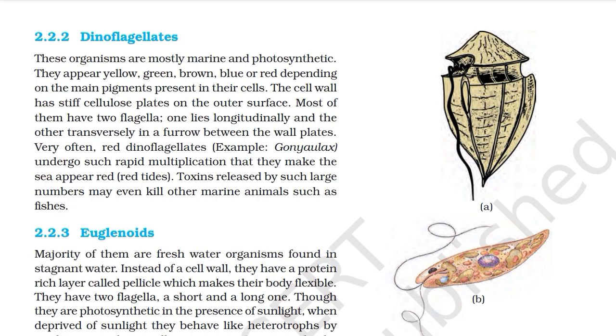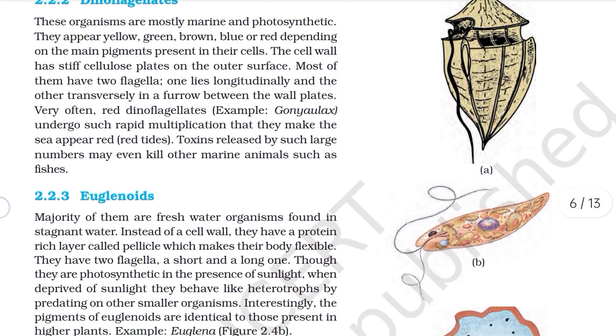Dinoflagellates. These organisms are mostly marine and photosynthetic. They appear yellow, green, brown, blue, or red depending on the main pigments present in their cells. The cell wall has stiff cellulose plates on the outer surface. Most of them have two flagella. One lies longitudinally and the other transversely in a furrow between the wall plates. Very often, red dinoflagellates, example Gonyaulax, undergo such rapid multiplication that they make the sea appear red, called red tides. Toxins released by such large numbers may even kill other marine animals, such as fishes.